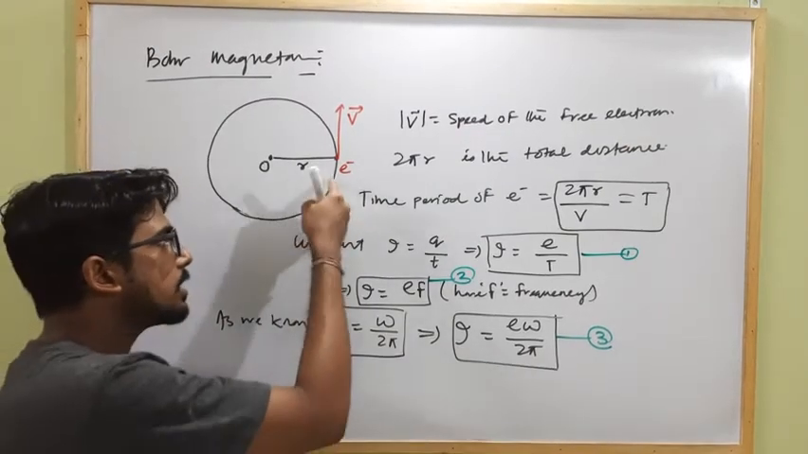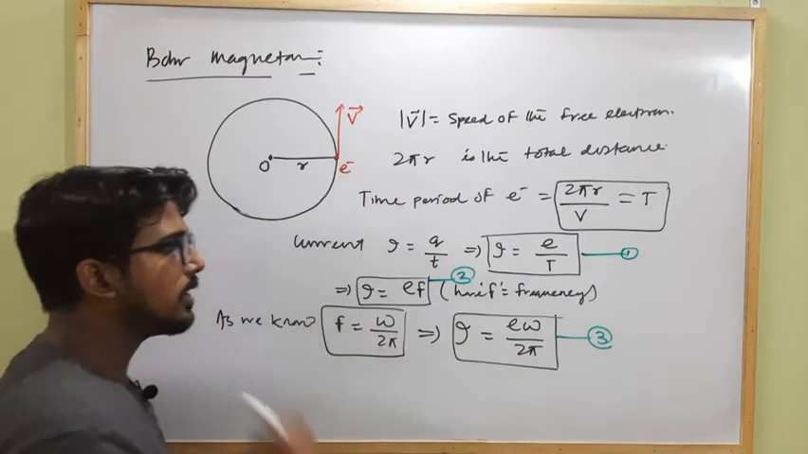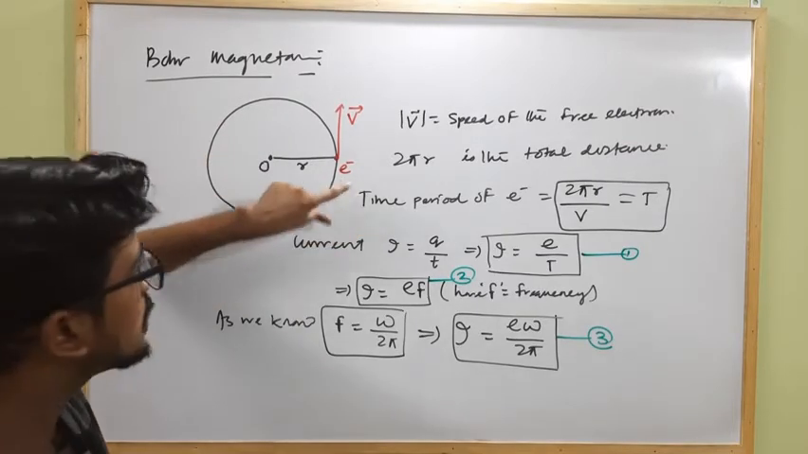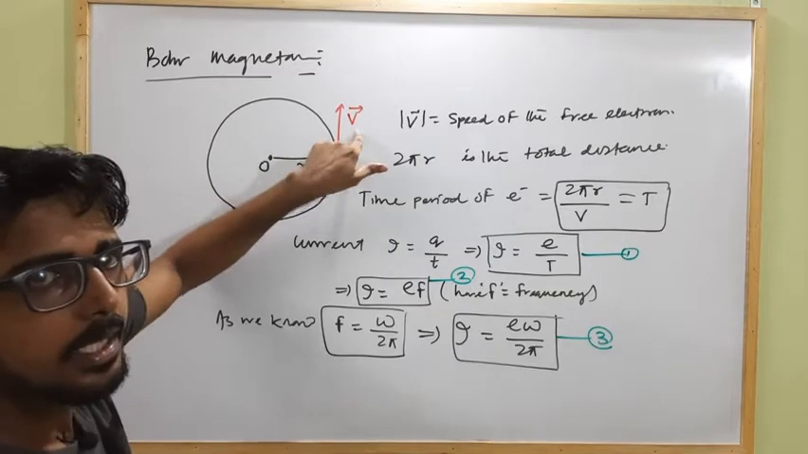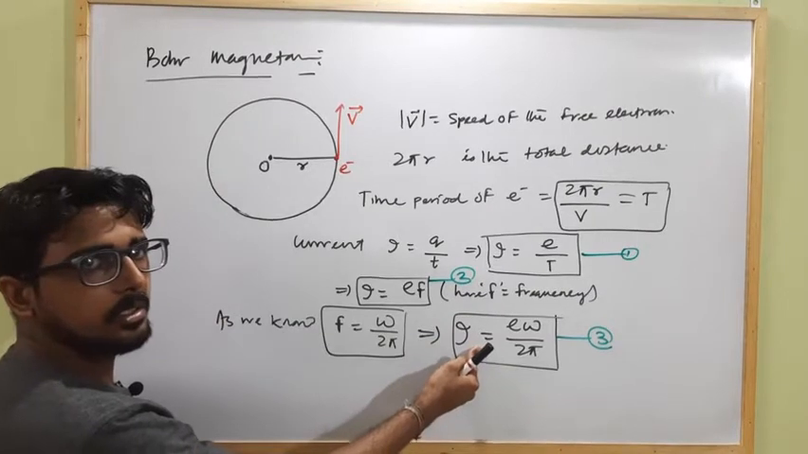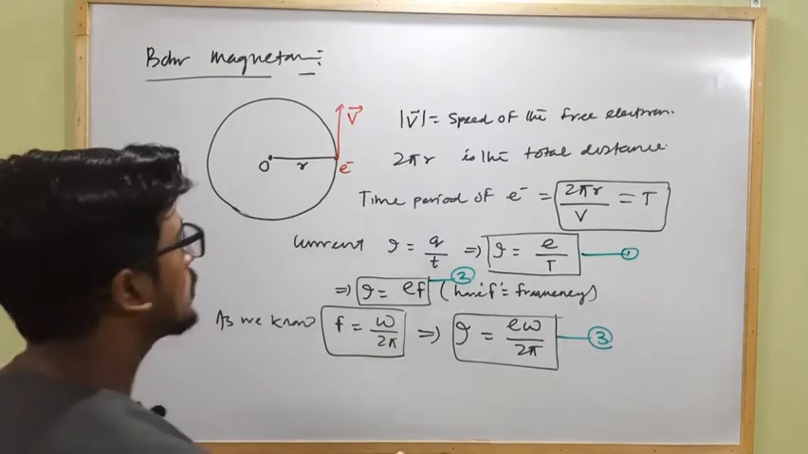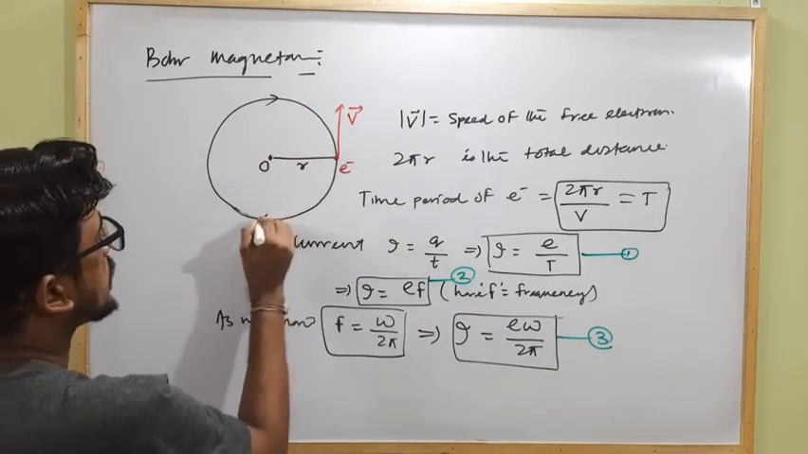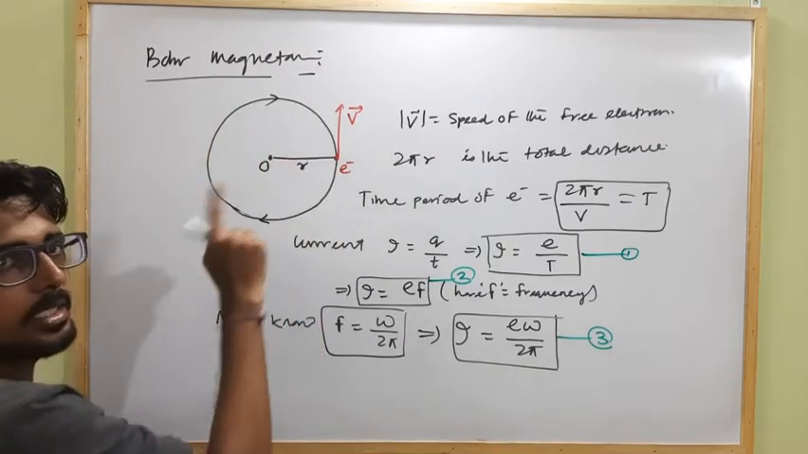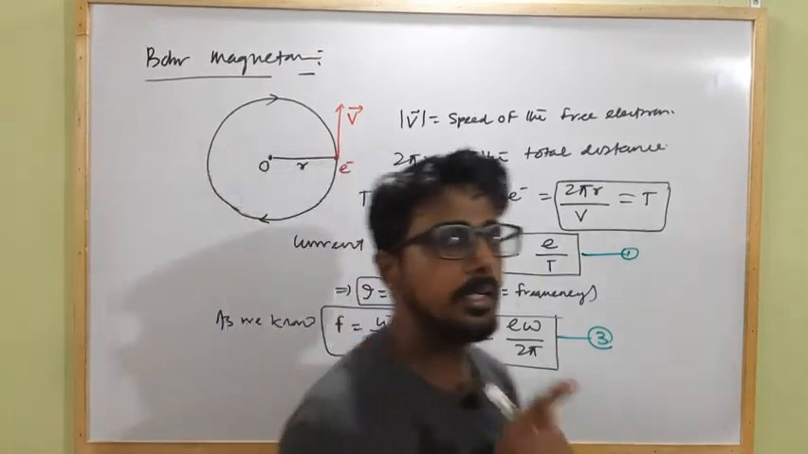So the current flowing through this circular orbit is this much. Clear? From this we can conclude that a circular orbit carrying a free electron revolving around it with velocity v behaves as a current carrying coil, in which the value of current is this much. The current is opposite to the direction of motion of the electron. If the electron is revolving like this, the current will move opposite to it.